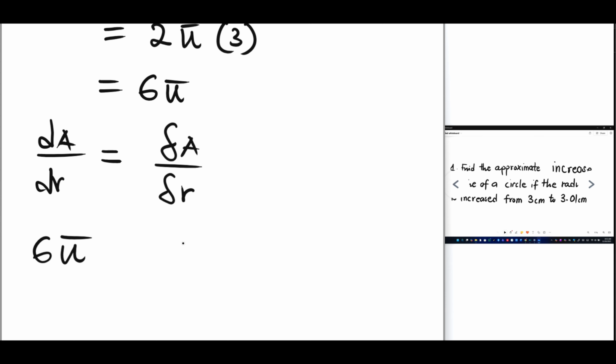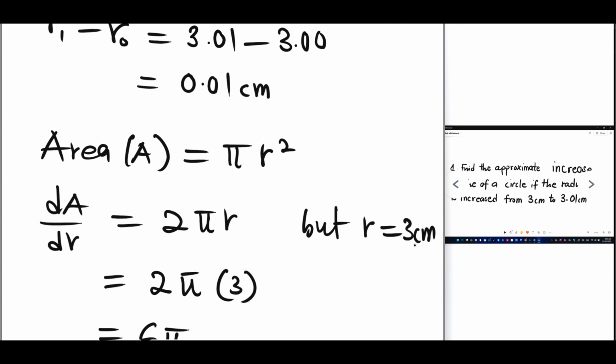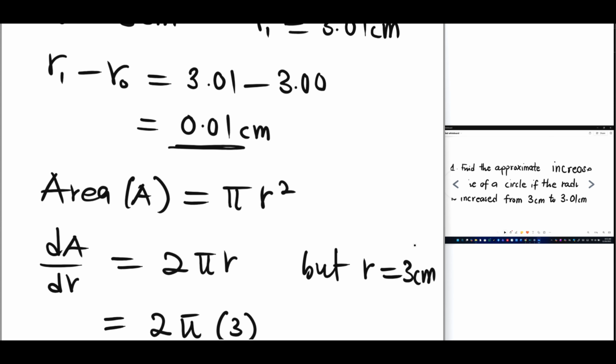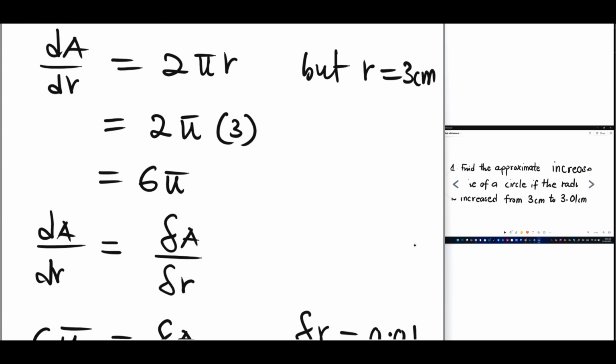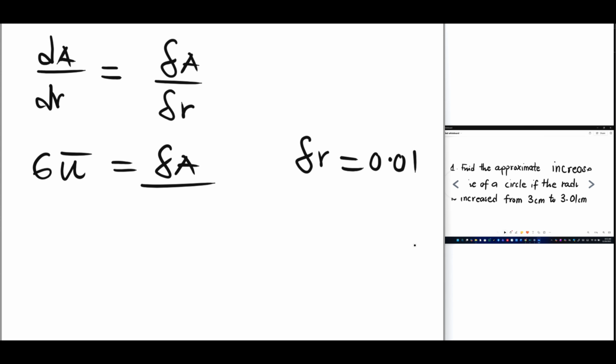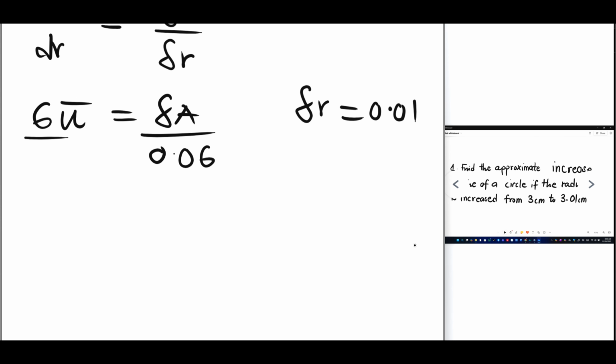Okay, so we are going to replace it with 6 pi equal to small change in A, which is the area, divided by the small change in what? Radius. So we know our small change in radius to be 0.01, which is here. All right, this is a small change. The difference between the two radii will give us a small change. So we have it as 0.01 over here. Then we cross multiply, because 6 pi is the same as 6 pi divided by 1.